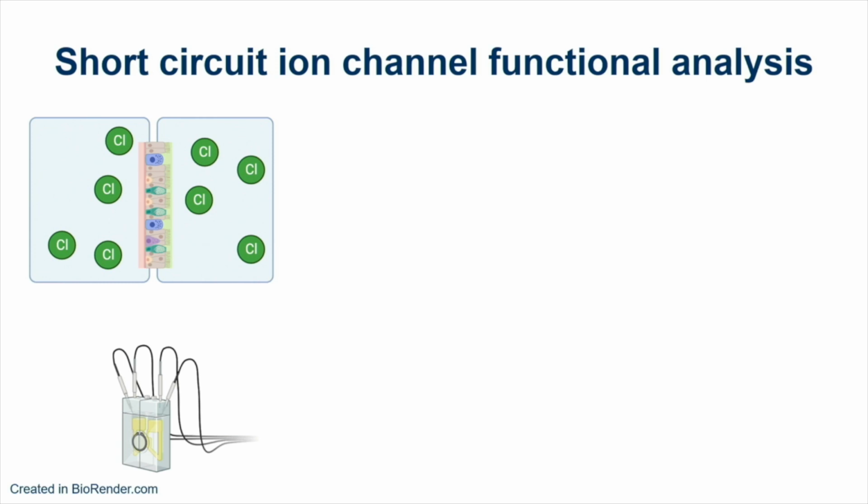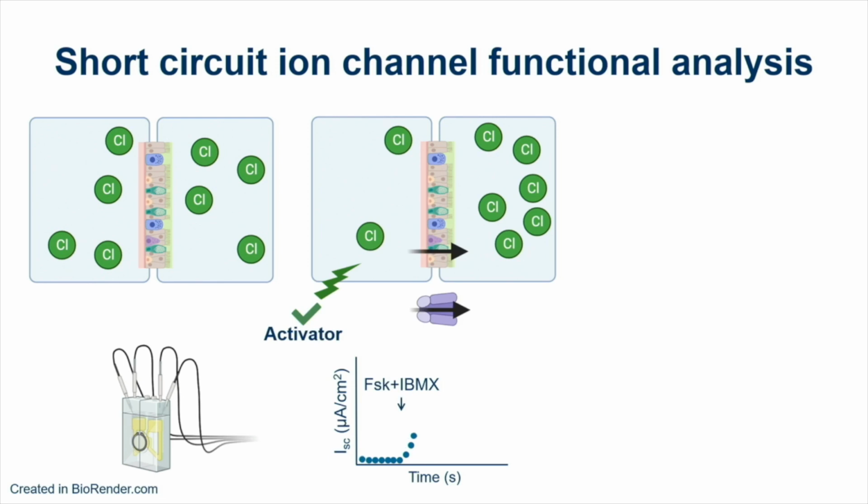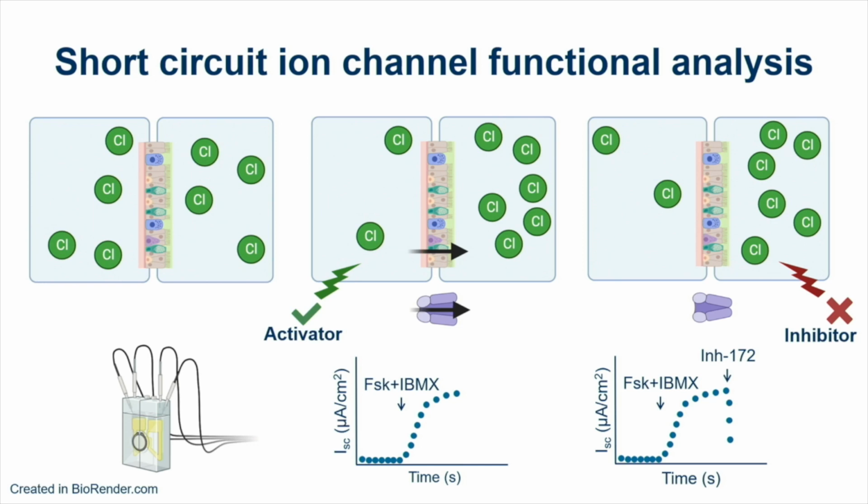When we add an activator of CFTR, like the combination of forskolin and IBMX, we see an increase in current as chloride crosses through CFTR. Then when we add a CFTR-specific inhibitor, such as INH172, we see a drop in current, which we can then quantitatively measure CFTR function.